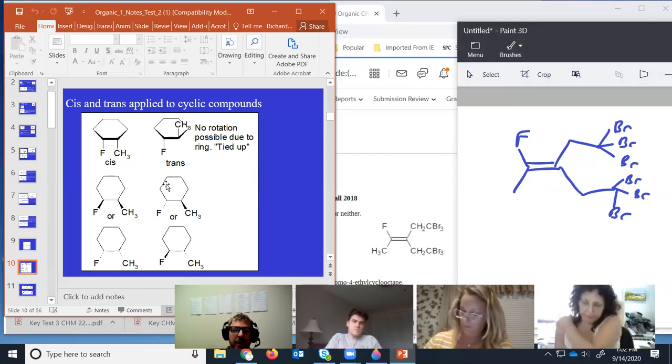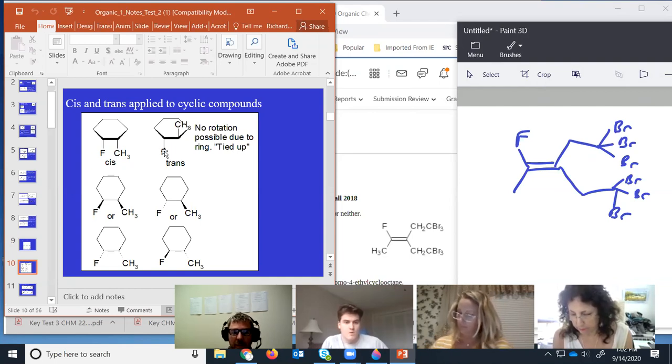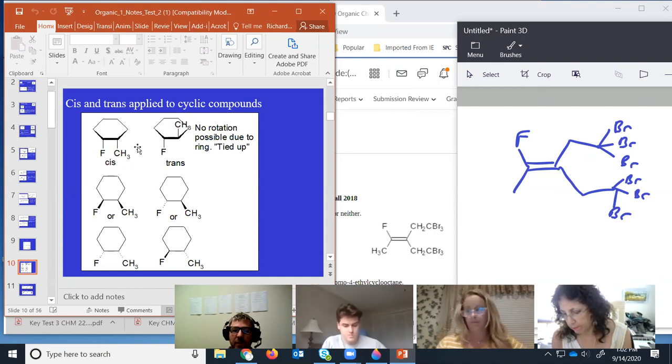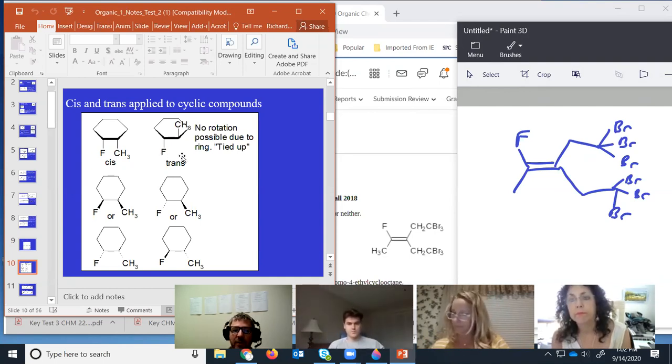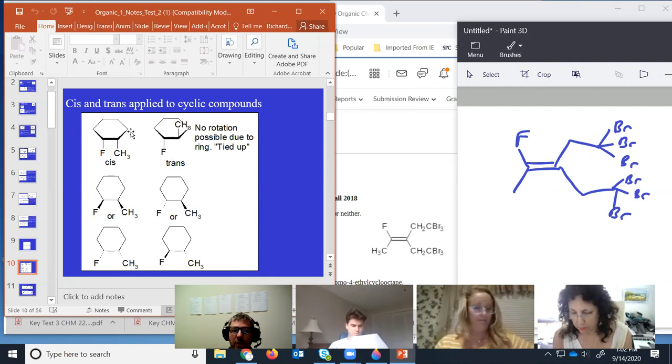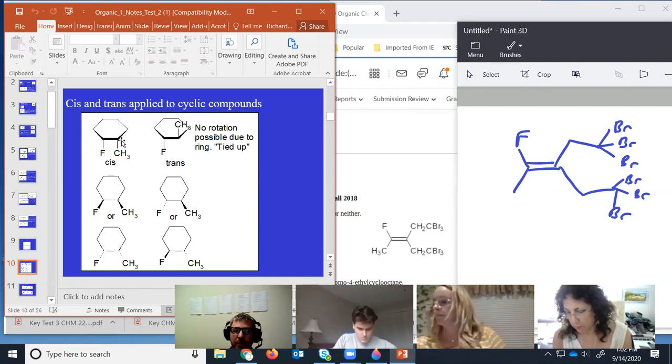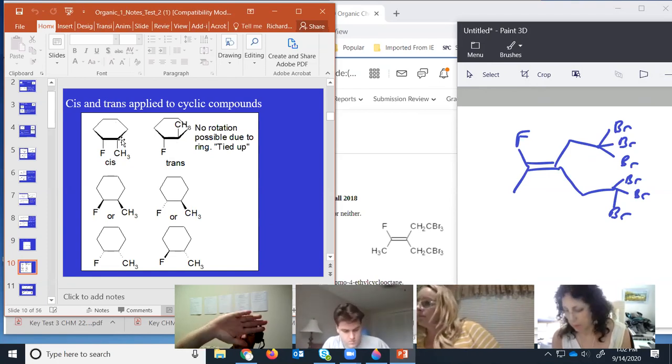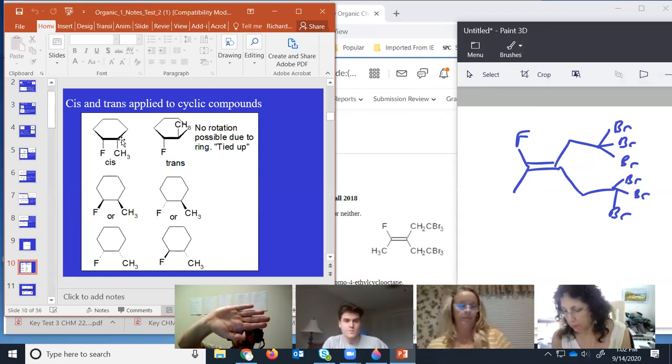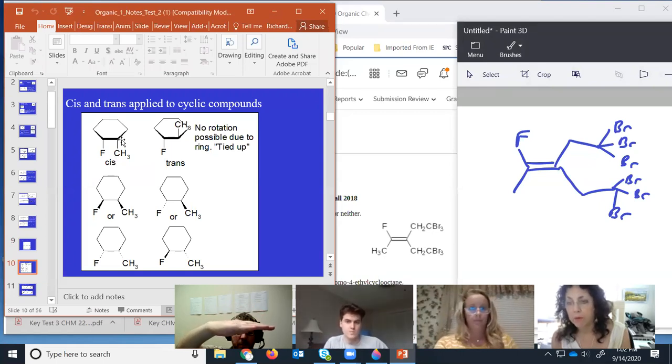All right, the next one is pretty easy. This is about cis and trans as applied to cyclic compounds. And the idea is, I was talking about how with alkanes, there's free rotation, but there's a situation that involves alkanes where there is no free rotation, and that is when you've got a ring. So what I'm looking at here is a ring. Usually we might be looking at a ring like this, but what we're doing is I'm putting it on the side here. We're kind of viewing it from the side.